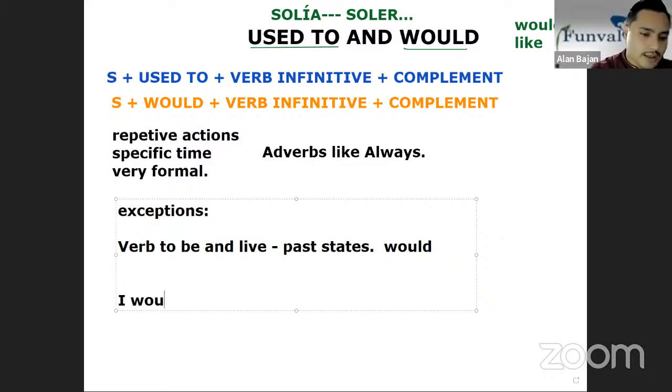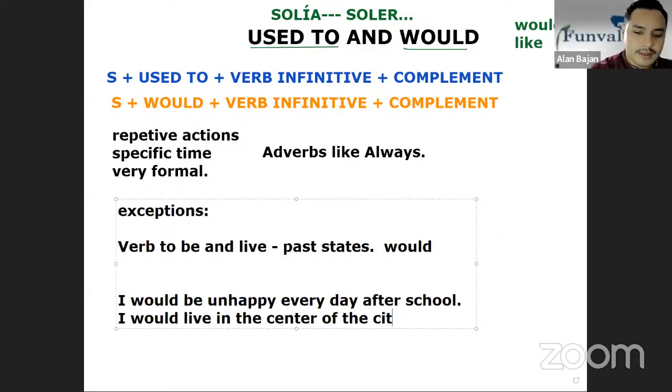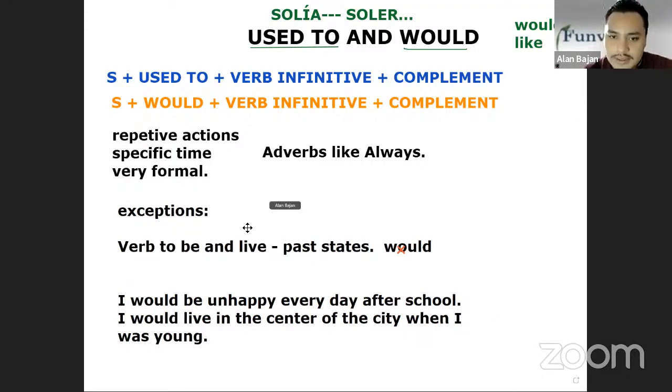So I cannot say I would be unhappy every day after school. Or I would live in the center of the city when I was young. So in English, these verbs are not considered repetitive actions. For that reason, if I want to say, yo solía ser un infeliz, yo solía vivir en Guatemala, yo uso used to. No voy a usar would. I would be, solía ser infeliz todos los días después de la escuela.